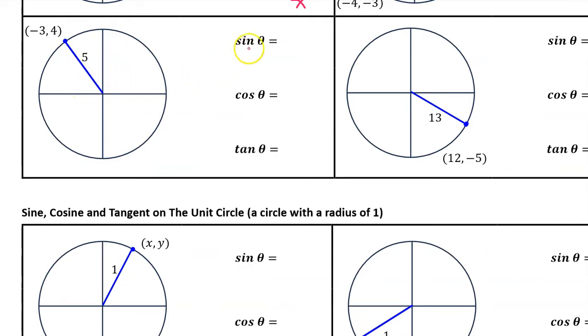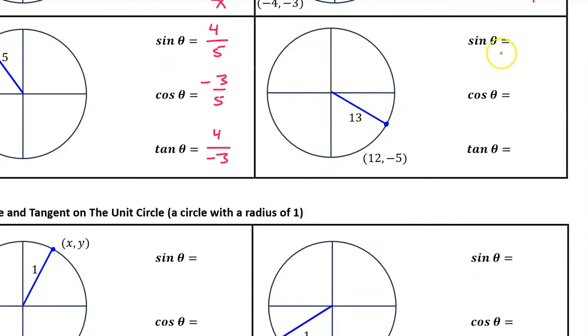On this problem, sine is y over r, so in this case that is 4 over 5. Cosine is x over r, so that's -3 over 5. And tangent is y over x, so that's 4 over -3.